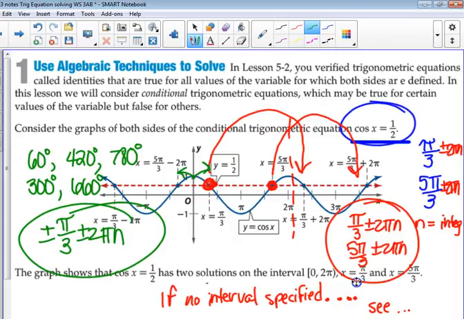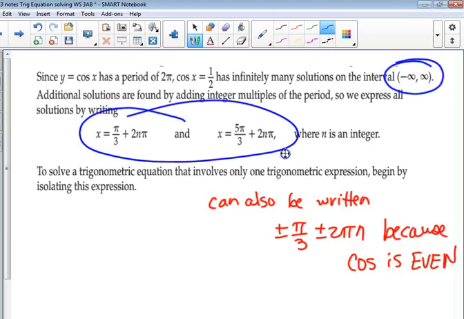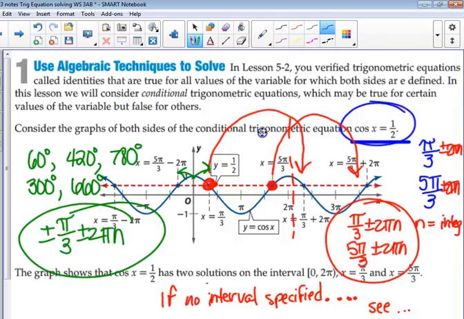Just like when we wrote sine and cosine graph, we took the graph and we wrote an equation. Remember I said you could use a positive cosine, you could use a negative cosine with a shift. There's a lot of answers, okay? All right. When they say on this interval, then we're going to have to write it like this. They say all answers, we're going to have to write it like this.